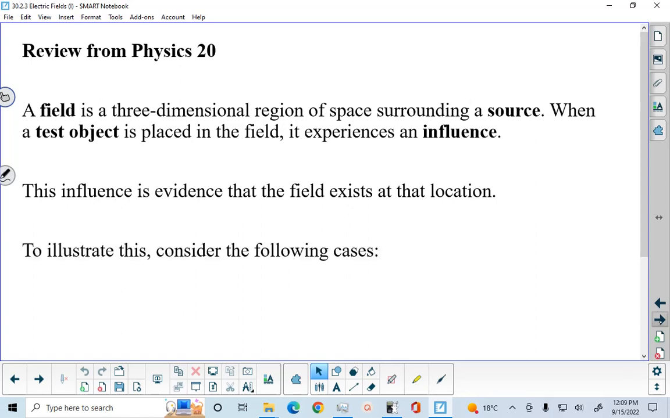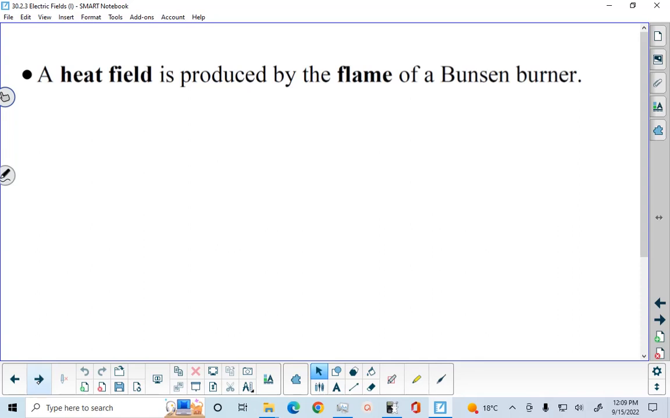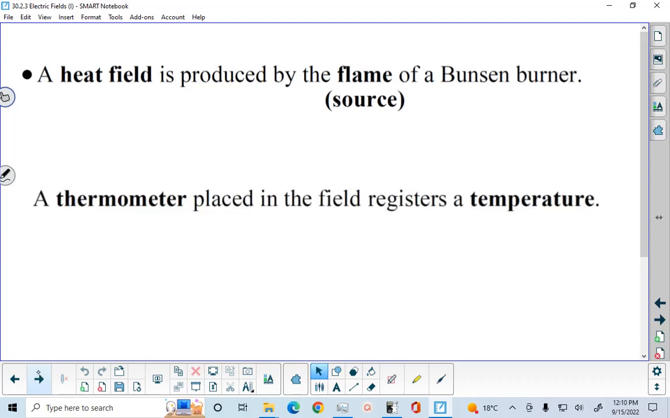So let's look at the following cases. There is such a thing as a heat field, and a heat field can be produced by the flame of a Bunsen burner. It can be produced by lots of different sources. But in this statement, when I say a heat field is produced by the flame of the Bunsen burner, I'm telling you that the flame is the source of the field. However, if I want evidence of the field being there, I need to put something in the field. And in this case, I'm putting a thermometer in the field, and it's going to register a temperature.